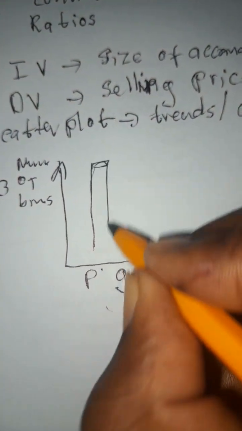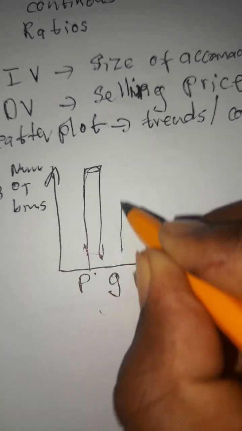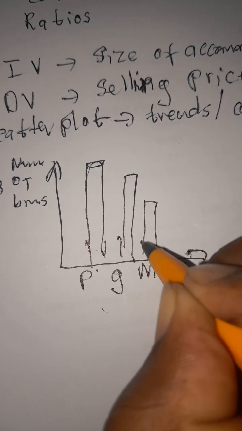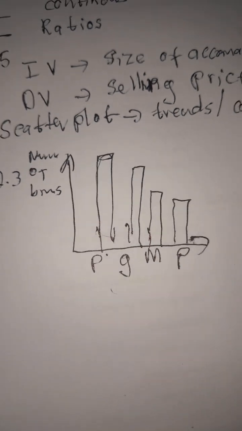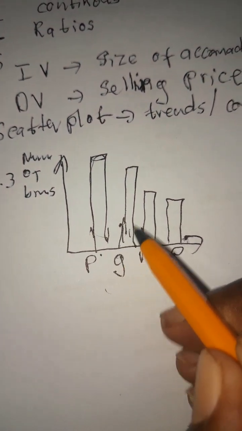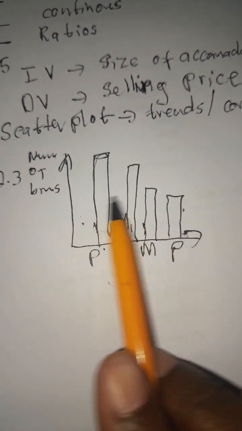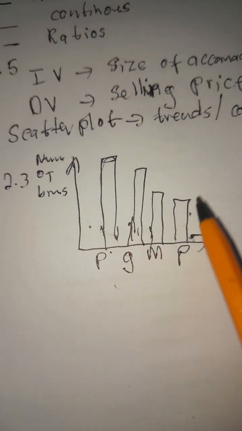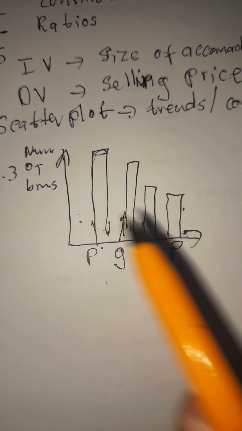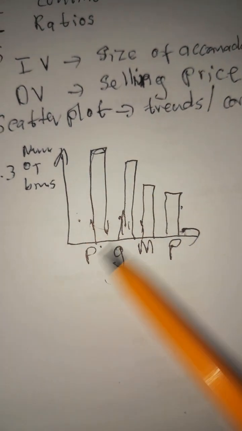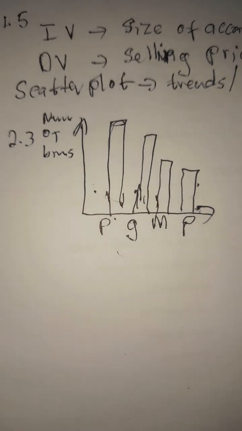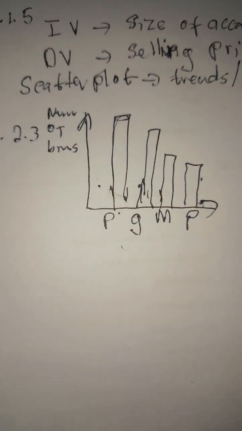Just for example, I'm just showing an example. Maybe let's say your bar graph is like this. So remember, ensure that your bars are equal and they leave spaces. That's how a bar graph is. So let your bars be separate from each other, to show that it's a bar graph. So you will have something like this. This is just an example of how you can draw a bar graph.